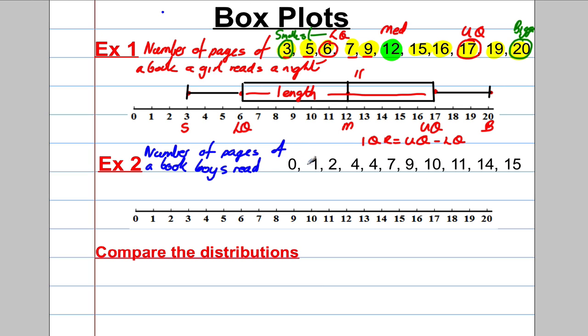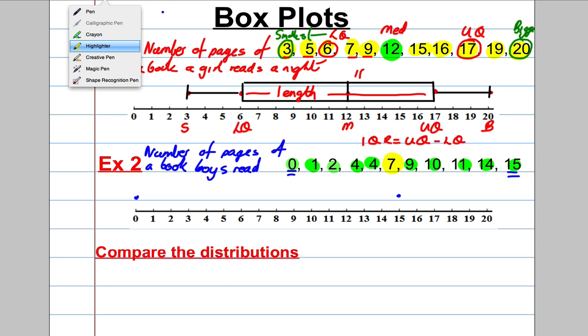Now, let's find the smallest numbers here, the biggest numbers here. So the smallest, I'm going to put a dash at 0, and the biggest, I'm going to put a dash here at 15. Then we're going to find the median. So remember, not this one or this one, not that one or that one, as long as they're in order. So it's 7. So we're going to put a little dot here at 7.